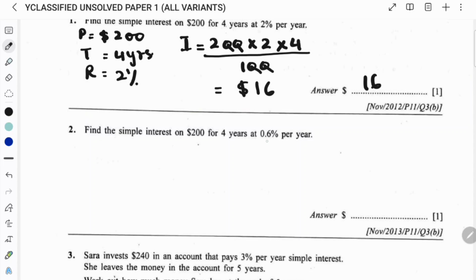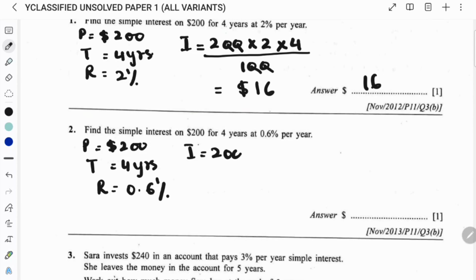So it means that the rate is 0.6, 4 years is the time period, and the principal is 200. The time is given as 4 years and the rate is given as 0.6. Again, you need to find the simple interest. I equals P R T upon 100. Cancel the zeros. Now you are getting 2 times 0.6 times 4.